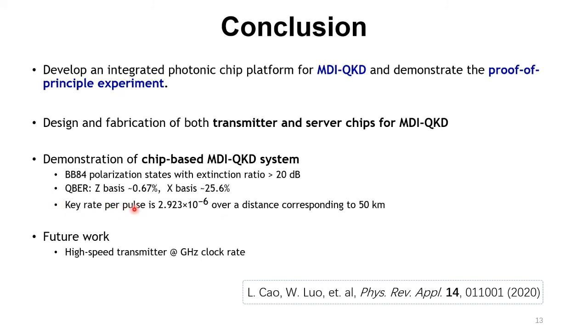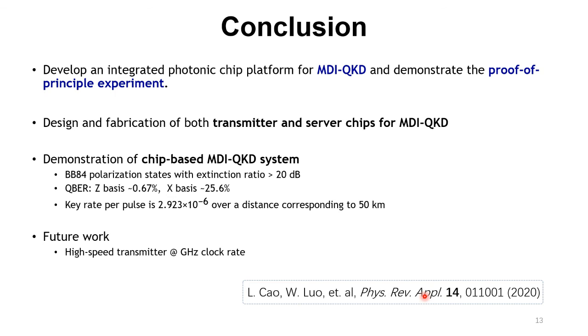And the key rate per pulse of our system is about 2.9 times 10 to the minus 6 over a distance corresponding to 50 kilometers. In the future, we will continue to demonstrate a high-speed transmitter operating at gigahertz clock rate, and also demonstrate a chip-based MDI-QKD system with better performance. If you are interested in our work, please take a look at our newly published paper in PR Applied this year.